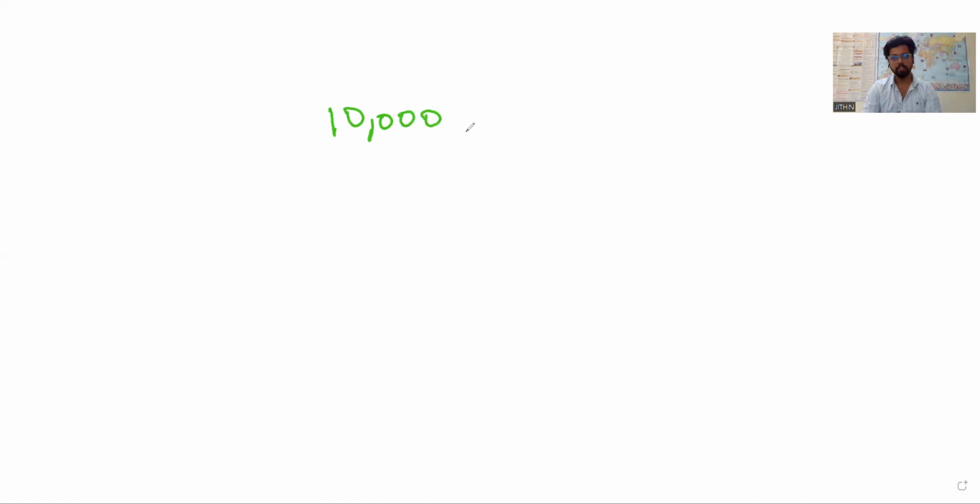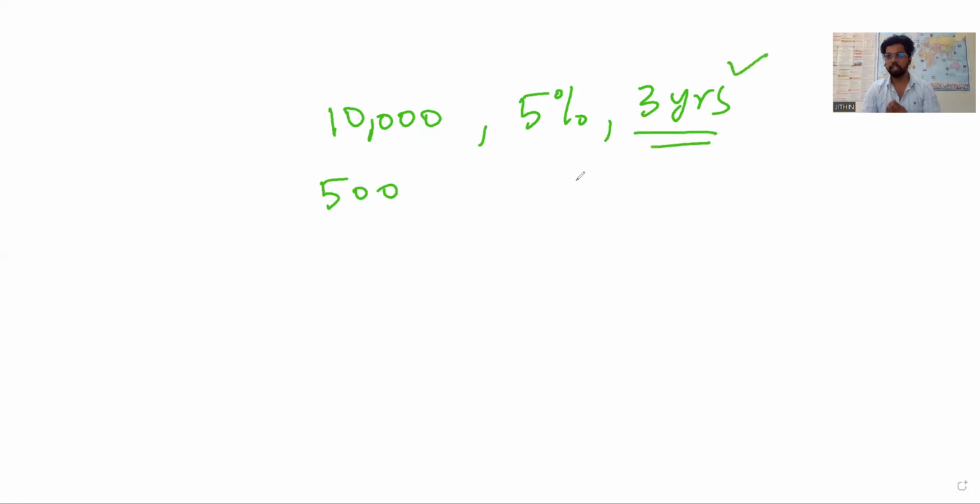10,000 rupees principal, 5% interest, 3 years. How will you find this question? So first step is, what is 5% of 10,000? 10% of 10,000 is 1,000. So 5% of 10,000 is 500, right? So write 500. We need to find compound interest for 3 years. So we need to write this 500 3 times. 500, 500, 500. So I write 3 numbers here. In the next column, I need to write 2 numbers, right?